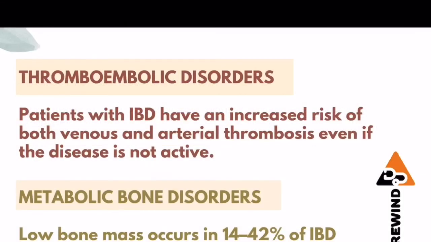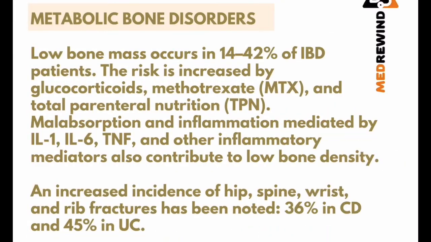Thromboembolic disorders in IBD. Patients suffering from inflammatory bowel disease have an increased risk of both venous and arterial thrombosis, even if the disease is not active. And the last one is metabolic bone disorders. The patients suffering from inflammatory bowel disease, that is almost 14 to 42% of patients, have low bone mass. And there is also increased risk in these patients because of medications such as glucocorticoids, methotrexate, and total parenteral nutrition.